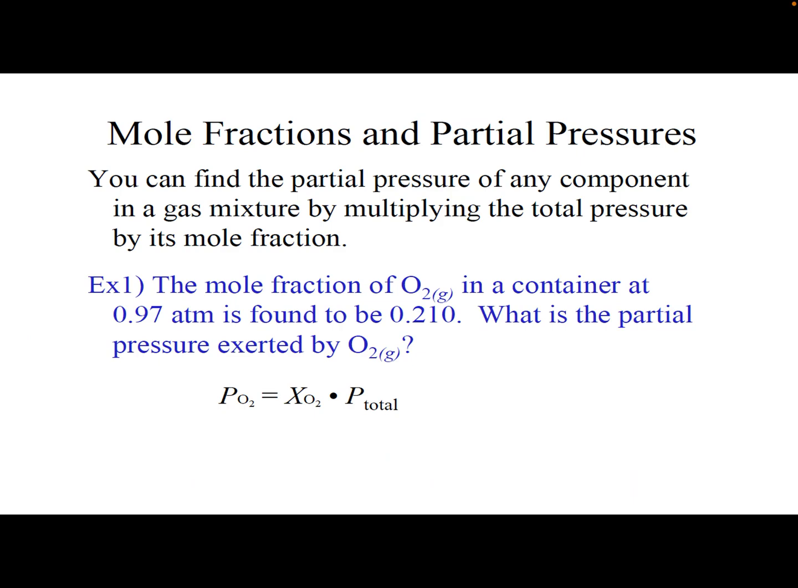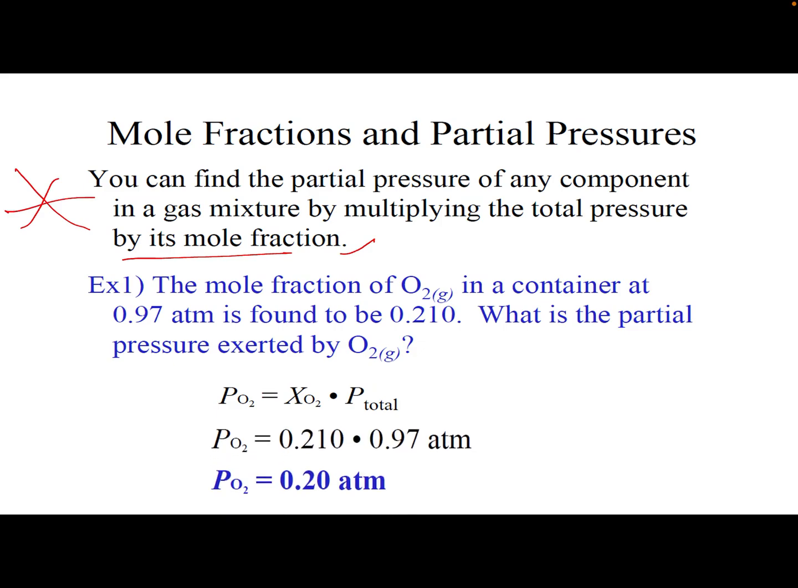You can actually find the partial pressures of any component in a gas mixture by multiplying the total pressure by its mole fraction. This is a super helpful situation. So the mole fraction of oxygen in a container at 0.97 atmosphere is found to be 0.210. What's the partial pressure? Partial pressure is going to be the mole fraction times that pressure. So that's super, super helpful. We would take 0.210 times the 0.97 atmosphere, so the partial pressure of oxygen is 0.2 atmosphere.